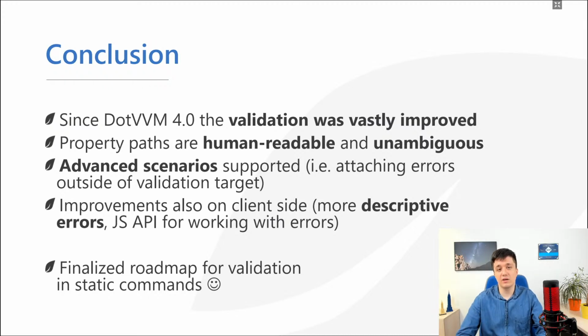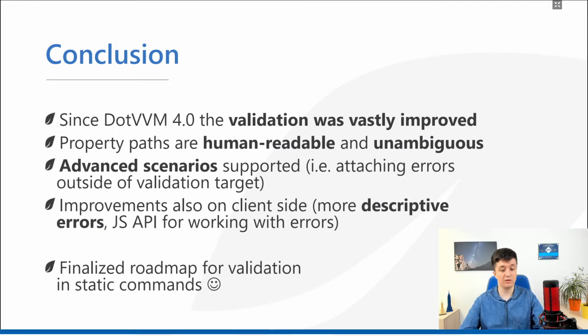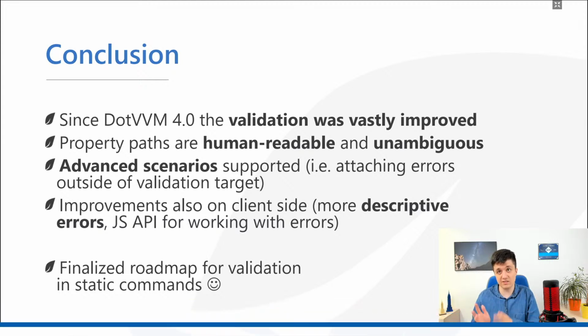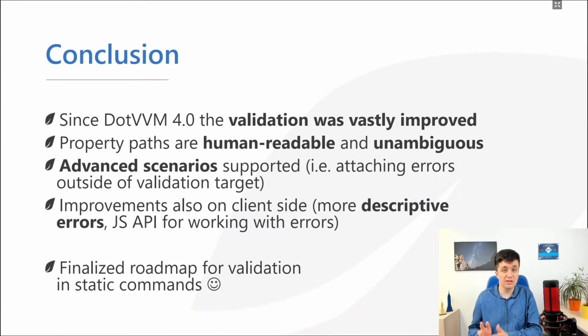And we are now supporting, since DotVVM 4.0, some more advanced scenarios. For example, you can manually attach errors outside of your defined validation scope by setting validation targets. So you can basically override this behavior. Of course, it doesn't affect the automatic validation, but whenever you are manually adding errors, you are now able to override this behavior, if you choose to do so, of course.